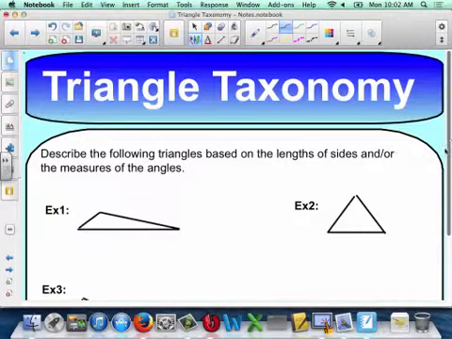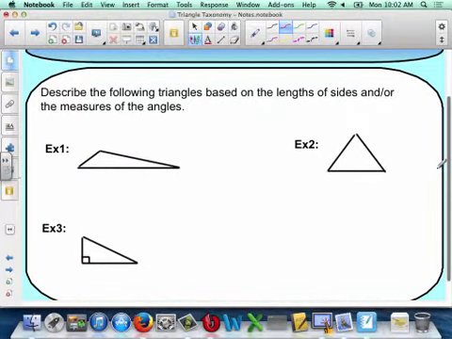Okay, so guys, number 1. What type of triangle does that appear to be on number 1? Classified on both the length and the measures of the angles. What type of triangle? Obtuse. Obtuse scalene. We always put the angle measure and then the length. So obtuse scalene.